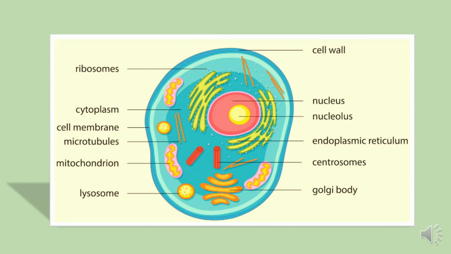Now the third one is double membrane bound organelles. Nucleus, mitochondria and chloroplast are double membrane bound organelles present only in eukaryotic cell.